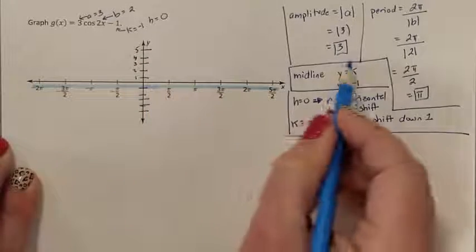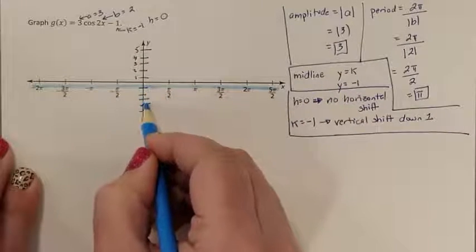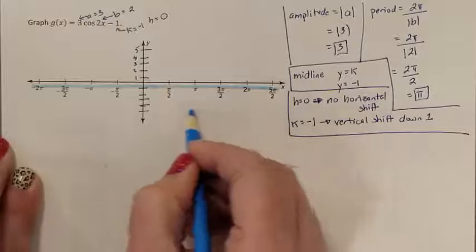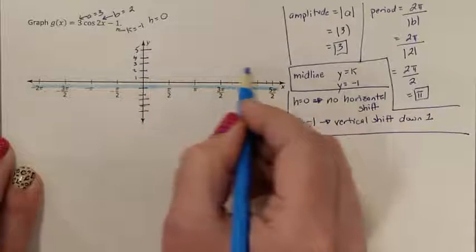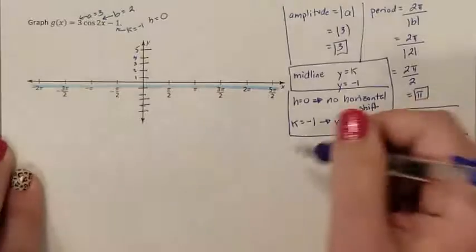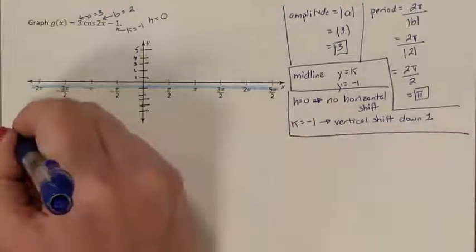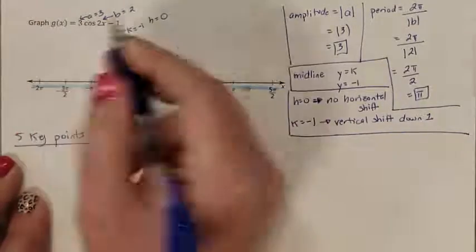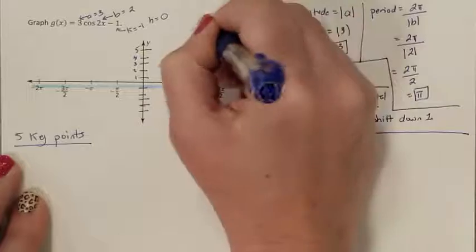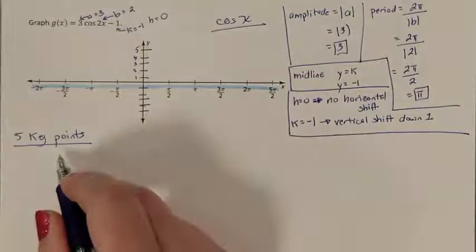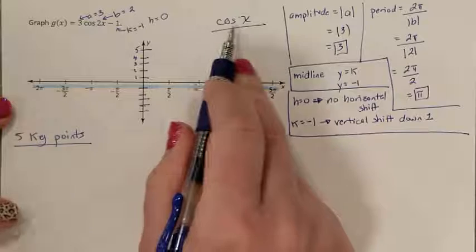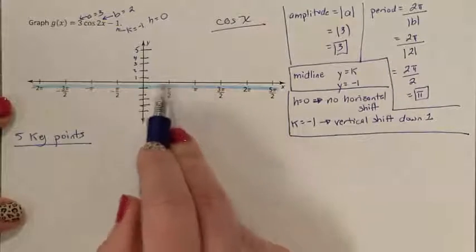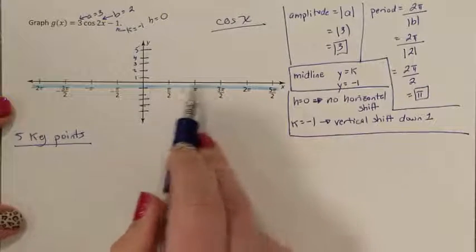And from here, I know I will be able to go 3 down, so I know my mins will be down here, and I know I can go 3 up. I know my maxes will be up here. So let's go ahead and actually find all those points. So my 5 key points. This is a cosine function. Remember, sine and cosine have very different formulas and points, so you got to make sure you have the correct ones. Cosine only has 2 intercepts in a single period on the midline.